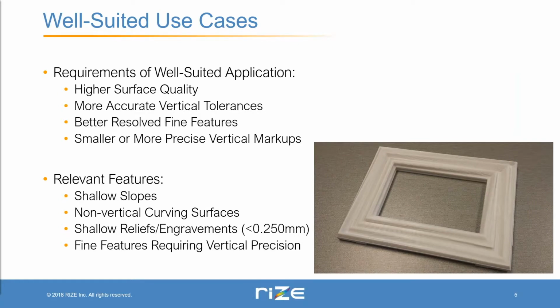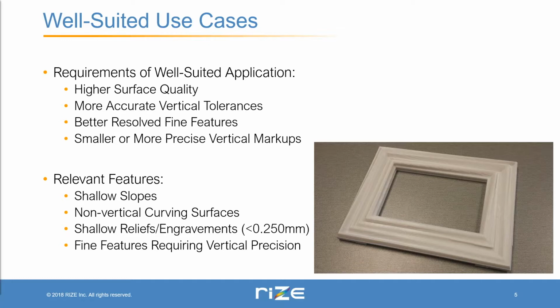So now we'll look at some of the specific things to consider when deciding whether or not a certain part is a good one to use fine resolution on. Some of the requirements of a part or an application that should persuade you perhaps to use fine resolution include the requirement for a higher surface quality, as well as having more accurate vertical tolerances, as well as having better resolved fine features, and also having smaller or more precise vertical markups.